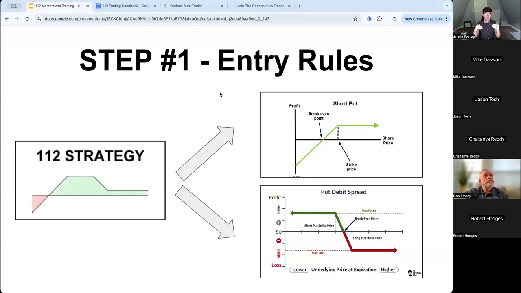If the stock goes down but stays above 50, you make money. So a short put, or a naked put, that's what it does. Next is also a put debit spread. So the 112 is a short put, but it's also a put debit spread. So what is a put debit spread? It's essentially a trade that makes money when the stock goes down.